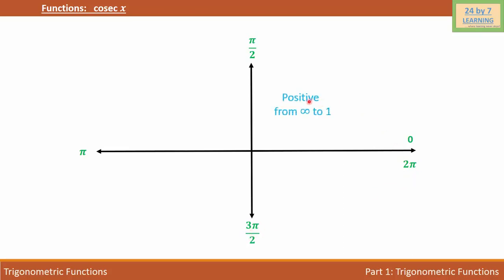The cosecant function is positive in the first quadrant and the value changes from infinity to 1. The cosecant function is again positive in the second quadrant and the value changes from 1 to infinity. The cosecant function is negative in the third quadrant and the value changes from negative infinity to negative 1, and the cosecant function is negative in the fourth quadrant and it changes from negative 1 to negative infinity. And this is all about the cosecant function.